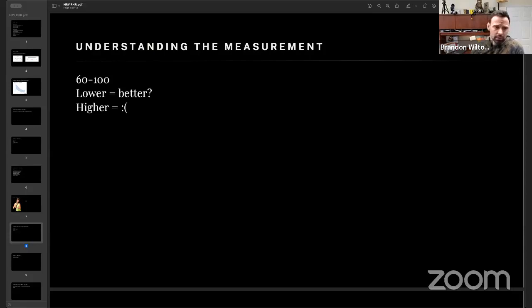It generally ranges between 60 to 100. I put lower equals better. Not always true. If you're an athletic person, like really high level cyclists, their hearts just don't have to pump that hard, or at least they're so efficient that it doesn't have to beat very frequently to get blood to the extremities, right? It's going to be lower. So you might see it in the high 30s.